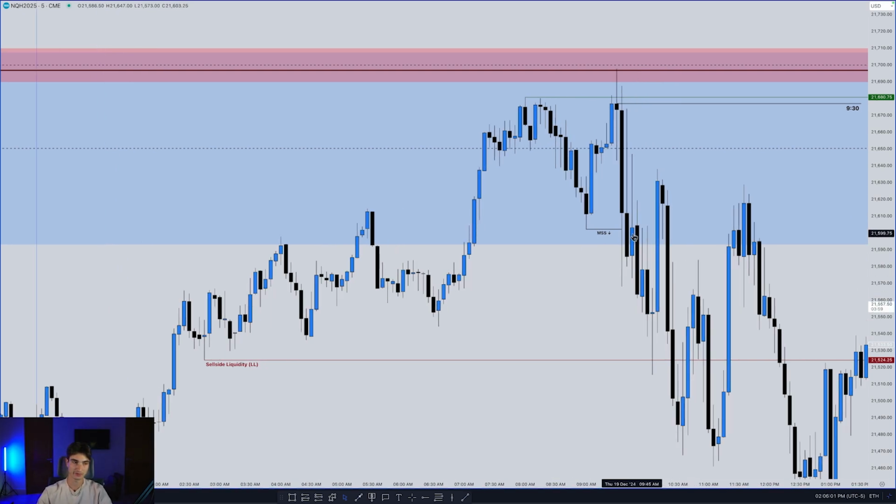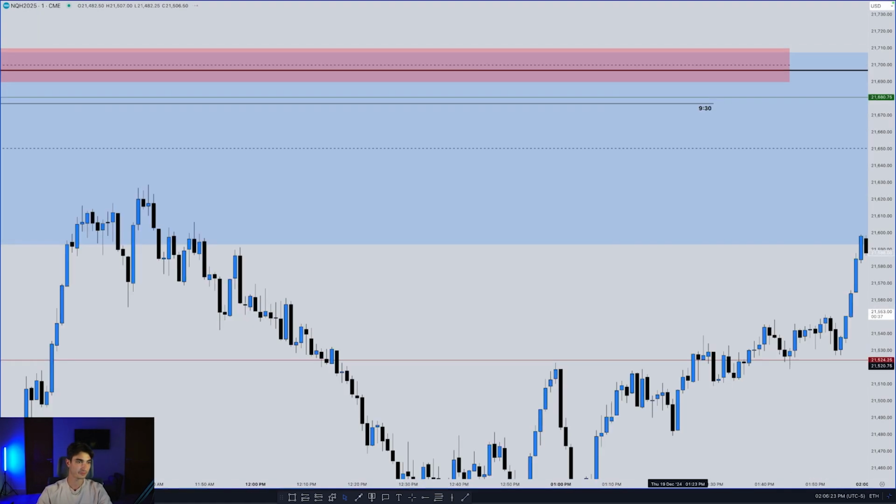Like I took my entry using a 15-second breaker block, because again, once you know where the market's drawing to, everything works, right? Your inversion fair value gaps, your turtle soups, right? This is a turtle soup. Your breakers, your order blocks, right? All those levels work when you have an understanding of where the market should draw to, right? That is always going to be number one.